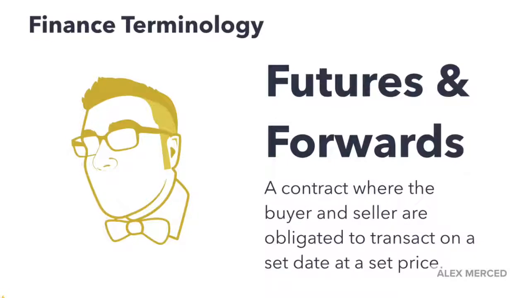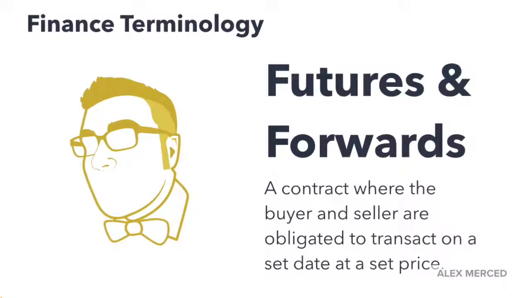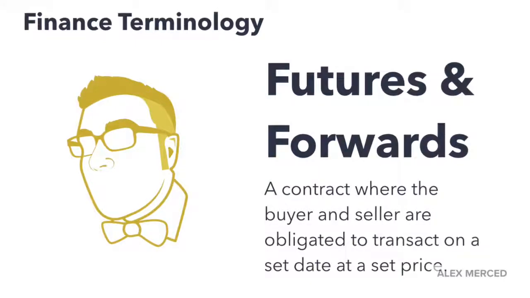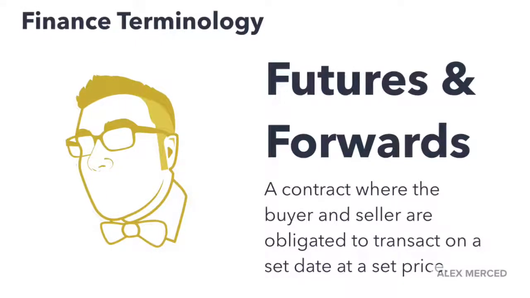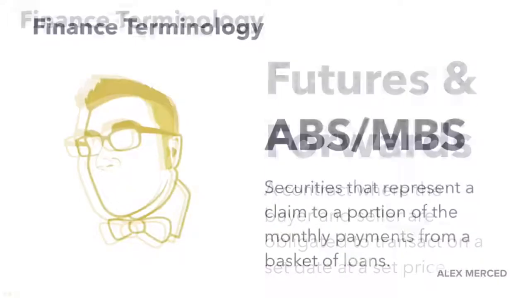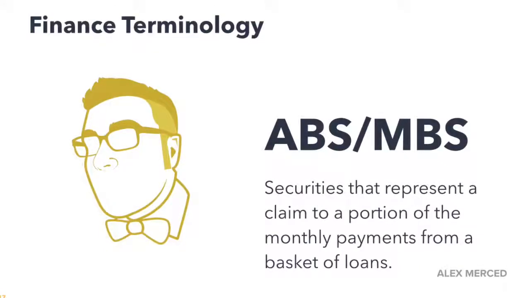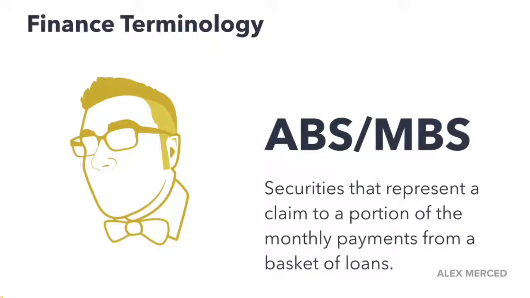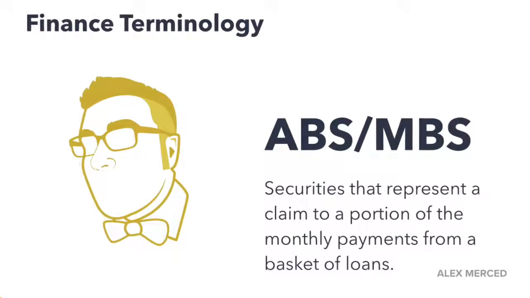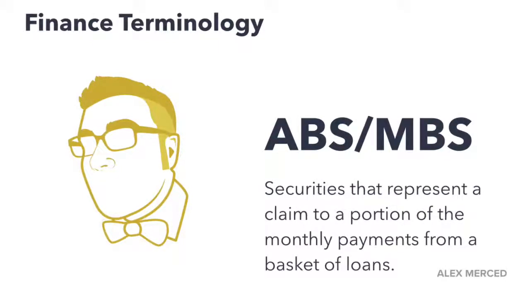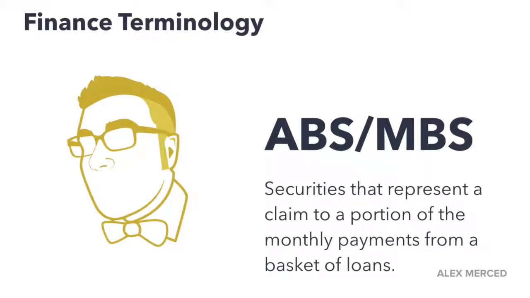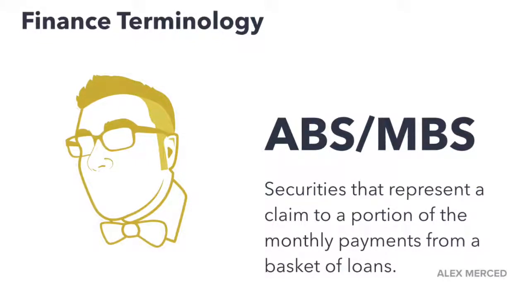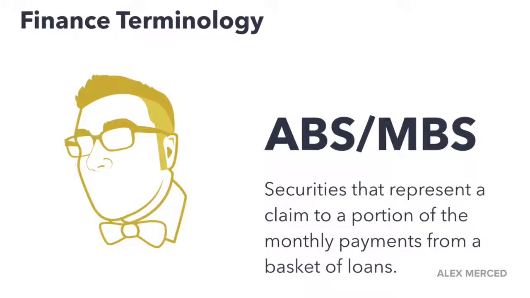Futures and forwards. These are contracts where both parties, the buyer and the seller, are obligated to transact on a set date at a set price. These are typical for commodities. ABS, asset-backed securities, and MBS, mortgage-backed securities. These are securities that represent a claim to a portion of the monthly payments from a basket of loans. So if I were to buy a mortgage-backed security, what I would get is a portion of the money from many people's mortgage payments every month when they pay their mortgage.